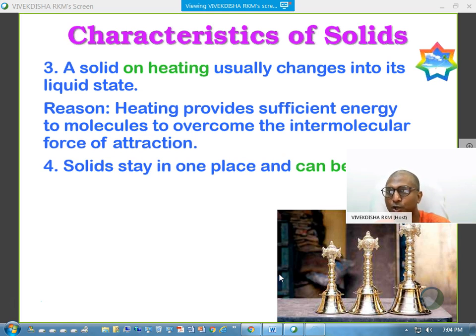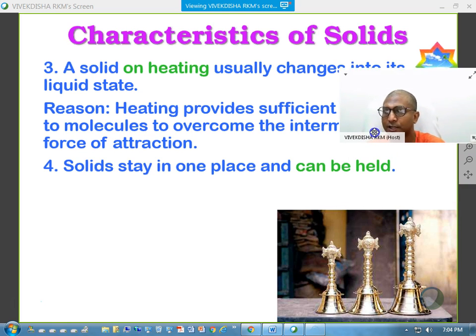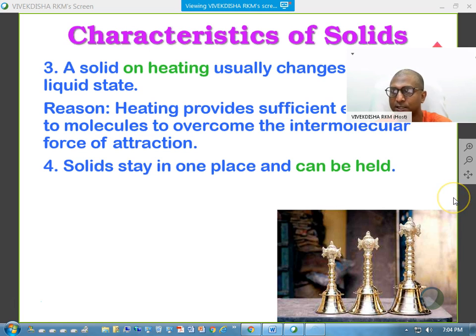Solids stay in one place and can be held. In the right side picture, it says solid can stay in one place. It will not move and can be held. So you can keep it in any container anywhere else. So this is also possible for a solid. So these are the characteristics of solid.